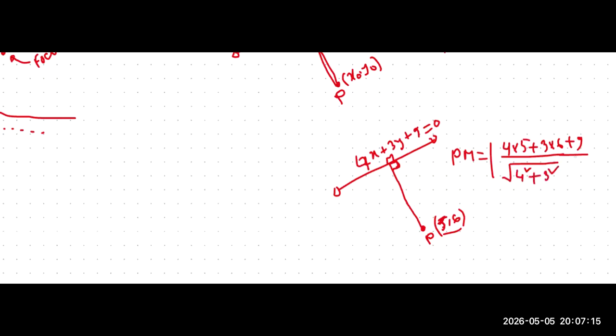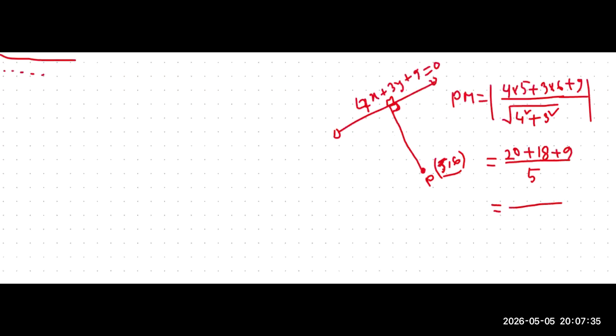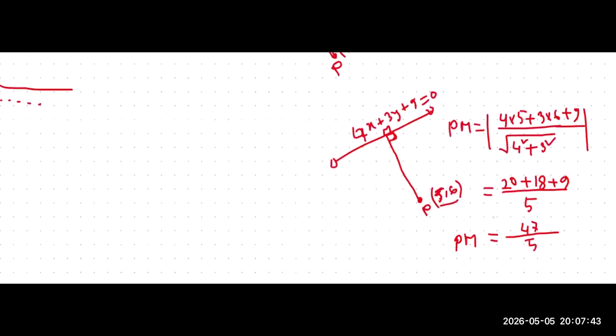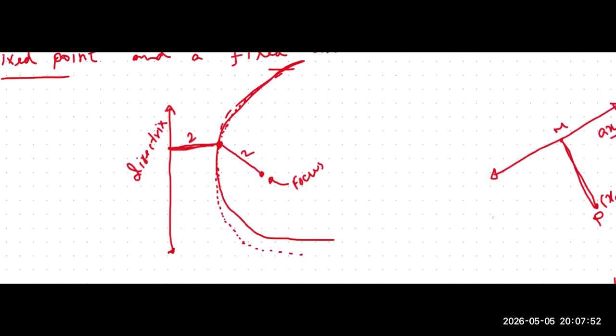Since the denominator is root over 25, which is only 5, and the numerator is 5 times 4 is 20, 3 times 6 is 18, plus 9, the answer is 47 divided by 5. So this is the perpendicular distance from the point 5, 6 to the line 4x plus 3y plus 9 equal to 0. So this formula is needed in our parabolic equation because ultimately we need to calculate perpendicular distance from a point to that directrix line.